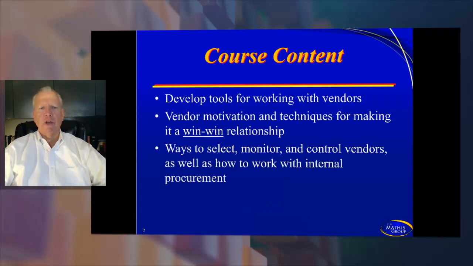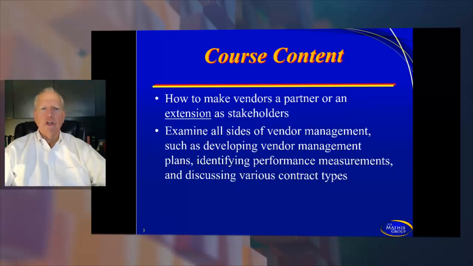Now, the course content we're looking at today is we're going to talk about developing some tools for working with vendors. We're going to talk about vendor motivation and techniques for making it a win-win relationship, because that's what we really need. And we want to look at ways to select and monitor and control vendors, as well as how to work with internal procurement in order to get the vendor we need. So we're going to deal with this over the next couple of months in order for you to have all the content. We also are going to talk a little bit about how to make vendors a partner or an extension of the stakeholders rather than just a worker bee who's coming in to do something.